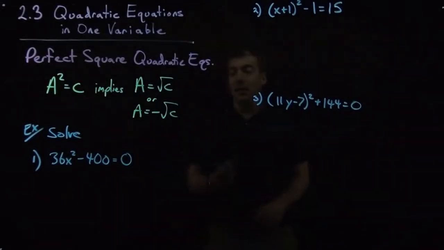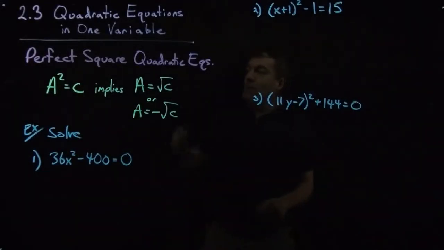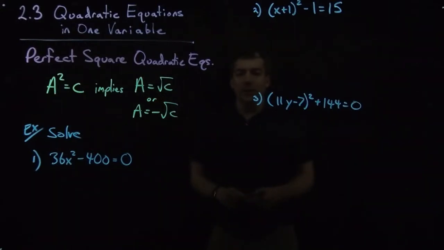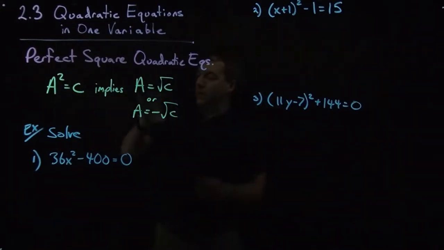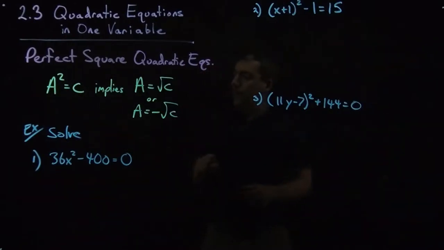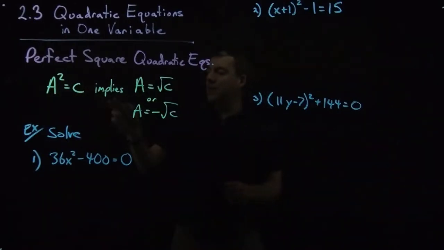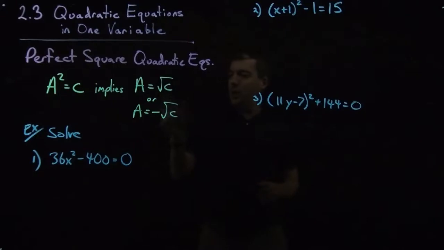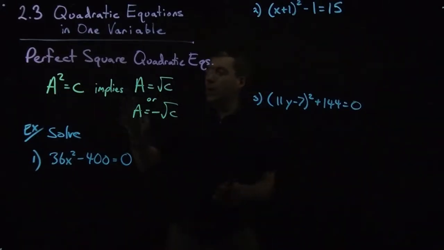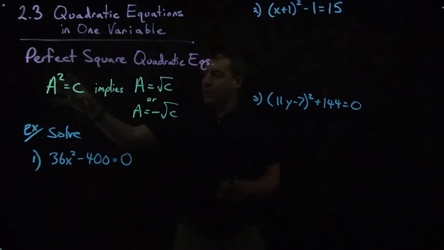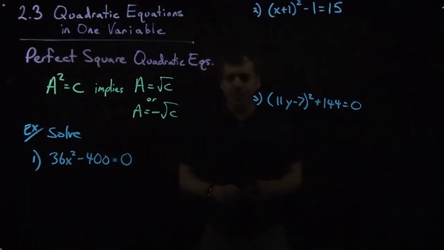Hi again, welcome back. Here we're going to look at perfect square quadratic equations. The way to do that is we're going to use this square root property: a squared equals c implies that a is the square root of c or a is the opposite of the square root of c. These are two solutions to this a squared equals c problem.